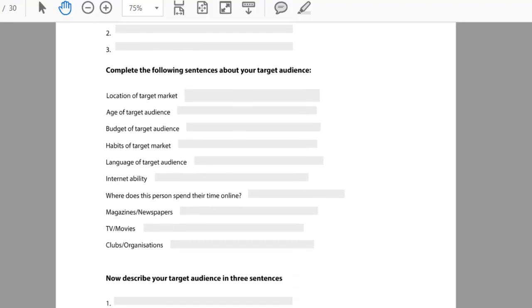Then what you do is complete the following sentence about your target audience: the location, the age, the budget, the habits, the language, and internet ability, whether they're going to be accessing the web. If they're not going to be accessing the web, then there's no point in building a website. But if they're very IT savvy, then you can get quite complex with what you're providing on your website.